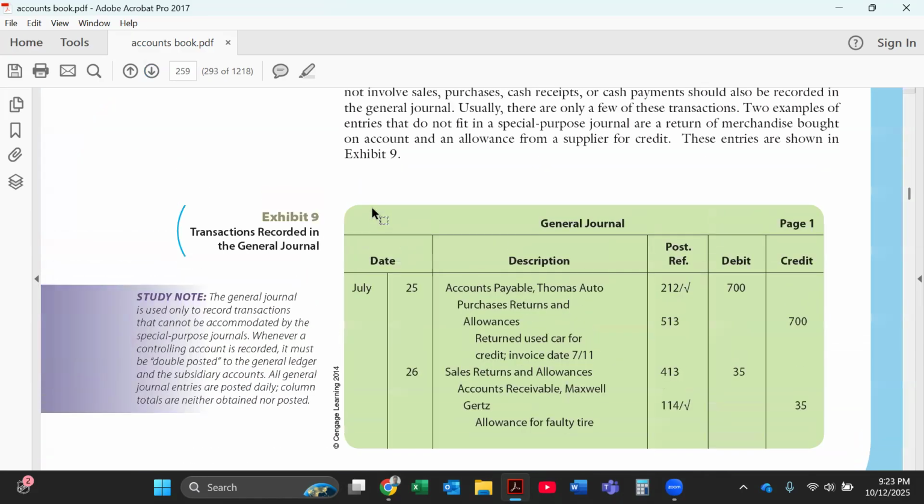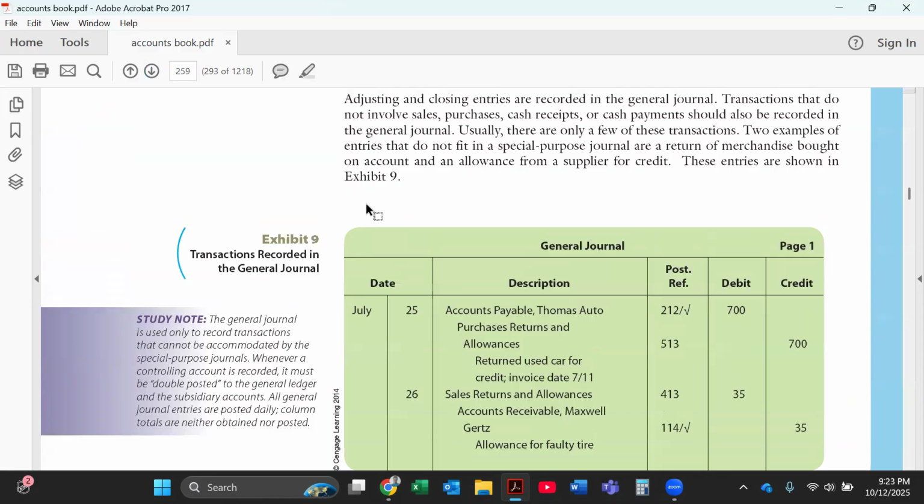Okay. And so once you're done watching this video, you can continue on to the next step, which is an assignment on the journal entries surrounding the periodic method and the perpetual method.